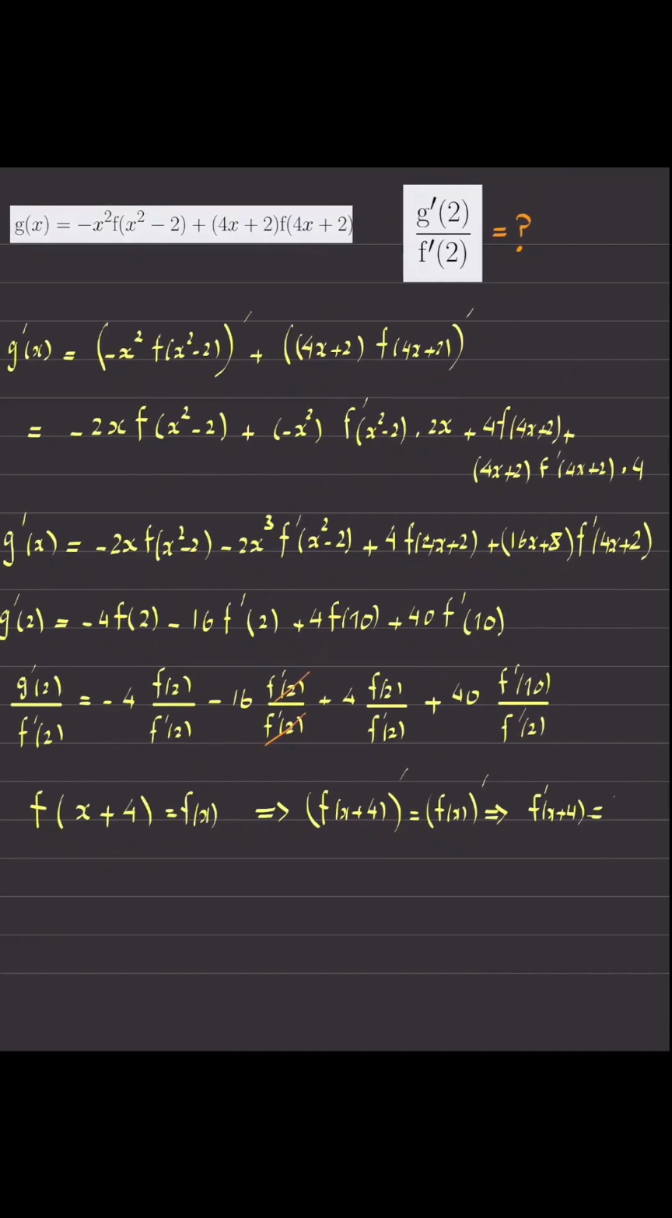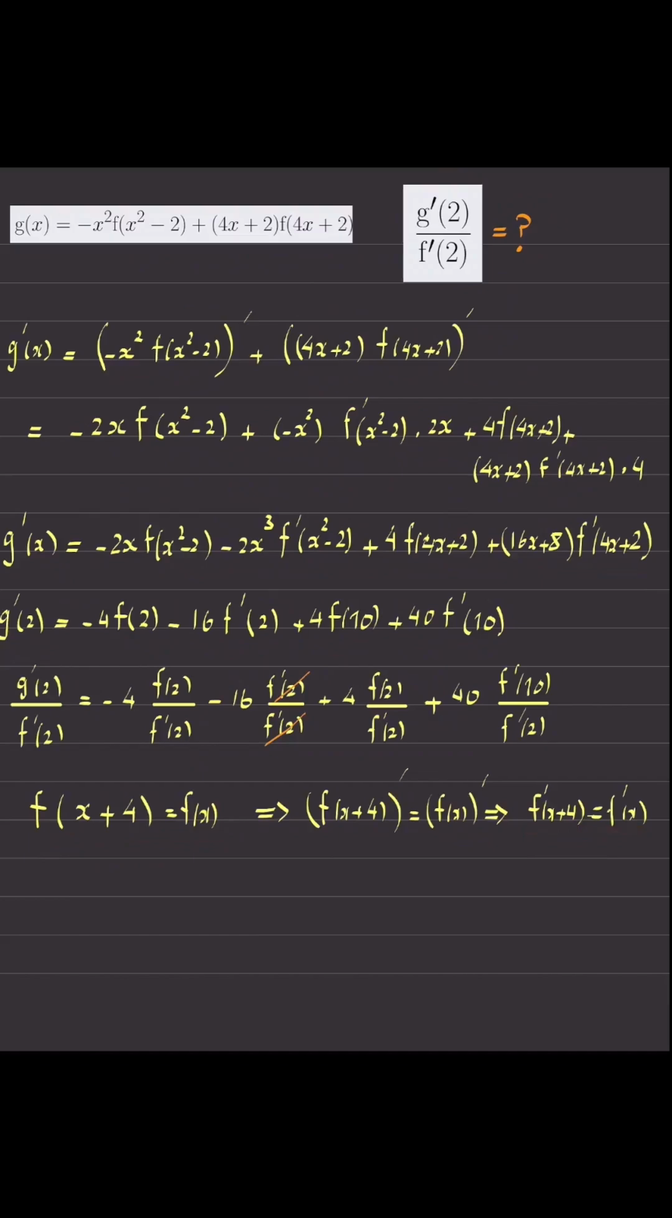So what does this mean? This means that if your original function f is periodic with period 4, the derivative remains periodic with period 4. Because again, f prime of x plus 4 goes back to f prime of x itself. And what is the meaning of being periodic with period 4? It means that if you add any integer multiple of the period 4 to x, the function remains the same. And the same thing for f prime.